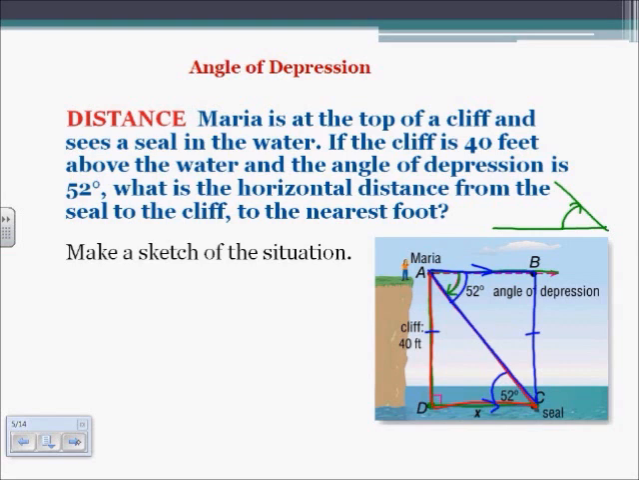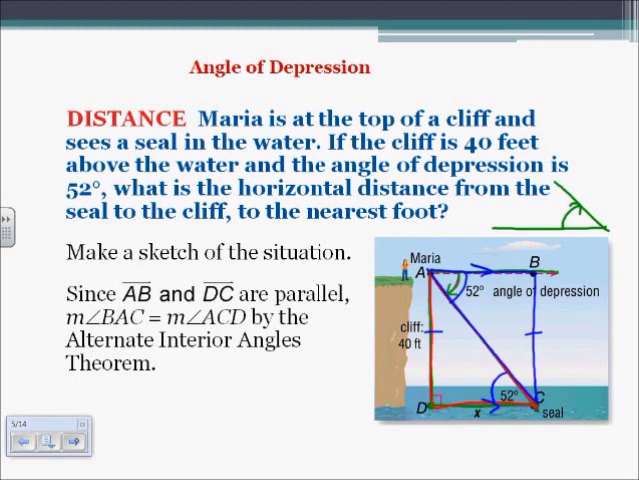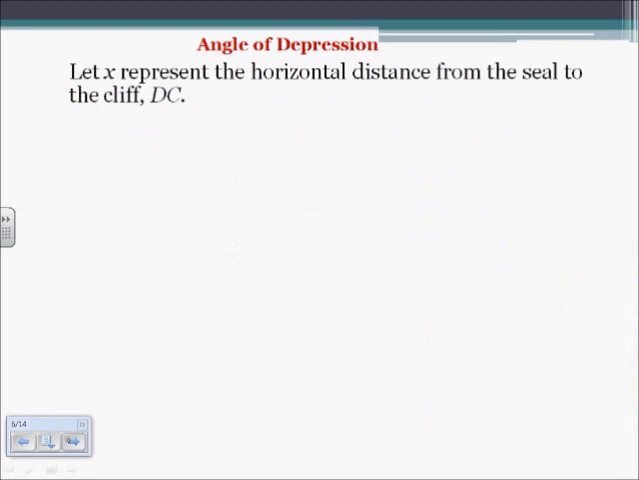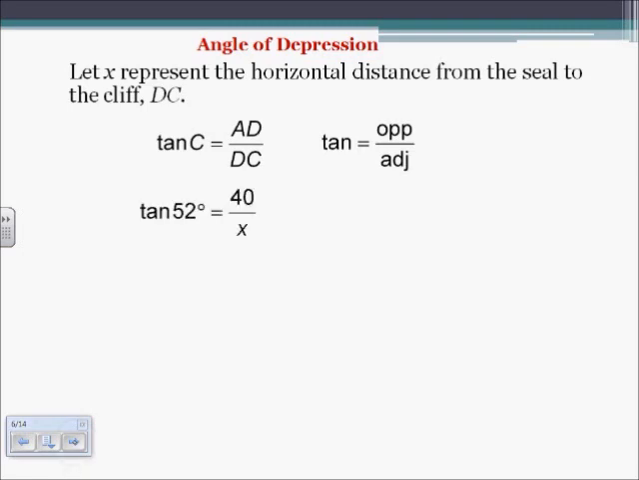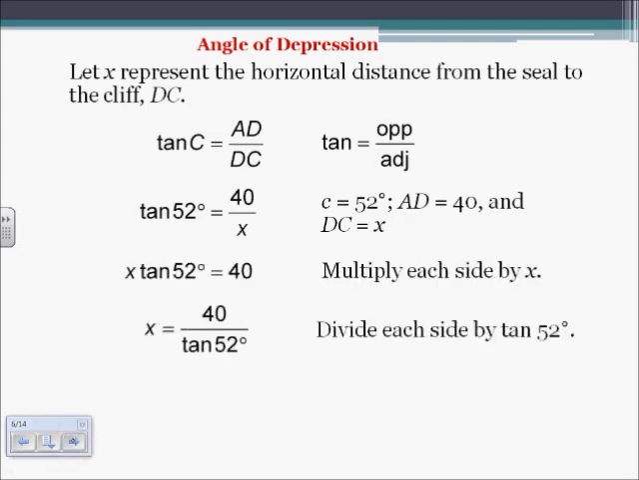Alright, once we have the picture all set, which we do, then we'll solve here. So since AB and DC are parallel, the two angles are also the same by the alternate interior angles theorem. That's what I just said. Alright, let's solve then. Let X represent the horizontal distance from the seal to the cliff, DC. So we have the tangent, and the tangent of 52 degrees is equal to 40 over X. Simplifying and solving, we have X equal to 40 over tangent of 52 degrees, which leaves us with approximately 31.3 as the distance from the cliff to the seal.